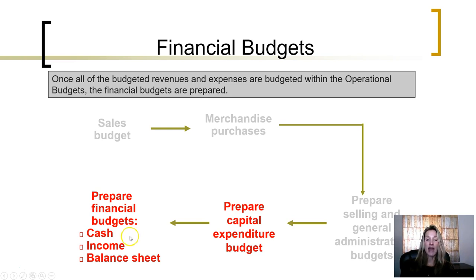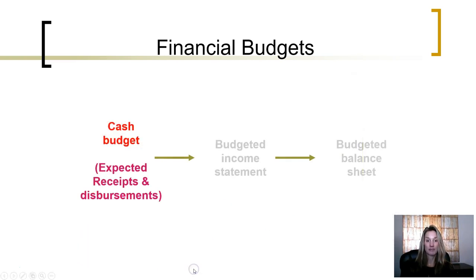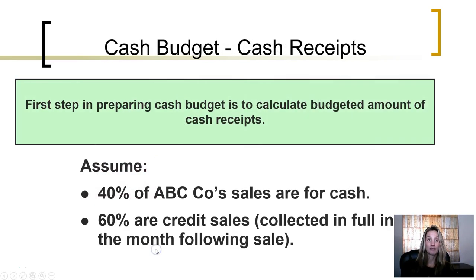Let's take a look at the cash financial budget. What the cash budget does is it plans for the expected amount of cash receipts and the expected amount of cash disbursements for the upcoming budget period. The first step of preparing the cash budget is to calculate the budgeted amount of cash receipts. Because remember, the cash budget plans for cash inflows and cash outflows. So first, let's figure out how much ABC is planning to bring in cash during their budget period.